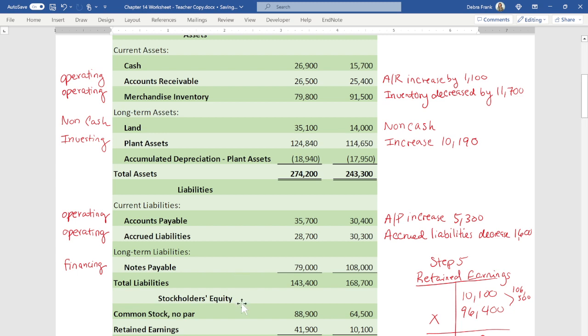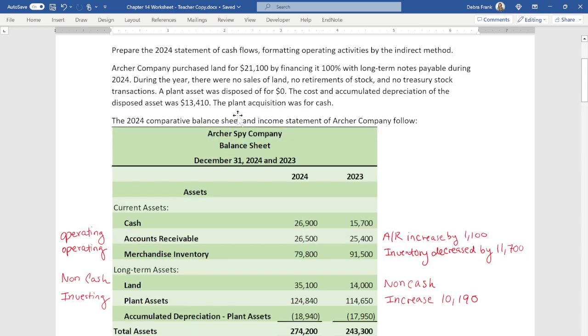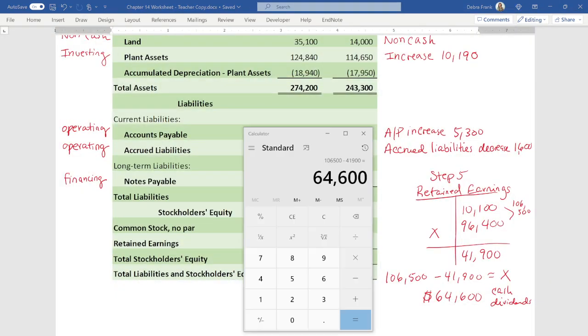Let's make sure we don't have anything else that we need to analyze there. If we recall, there was also a new note that they're telling us about. So let's go back up here and look. Oh, they also did 100% finance on land for 21,100 that we need to include as well. So let's not forget about that. Let's do an analysis.